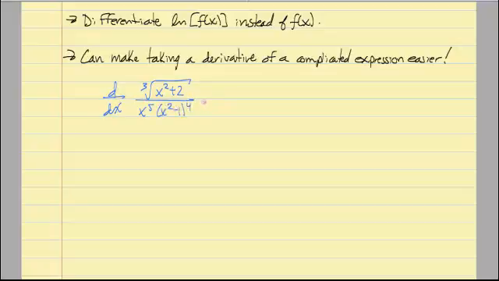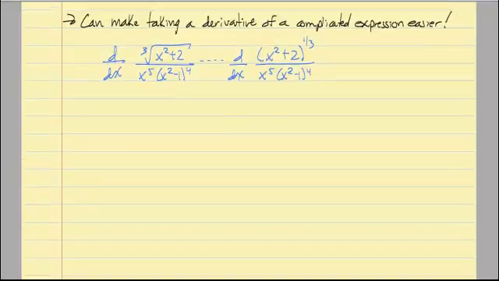Now this is a pretty complicated expression. Let's go ahead and rewrite it just a little bit before we take its derivative. And we're just going to do this the brute force method. We're just going to kind of pound and chug our way through this one. So this is x squared plus 2 to the 1/3 power over x to the 5th times x squared minus 1 to the 4th. I'm going to use a quotient rule with the product rule, chain rule. So let's go ahead and set this one up. We'll see how far we can get with it.